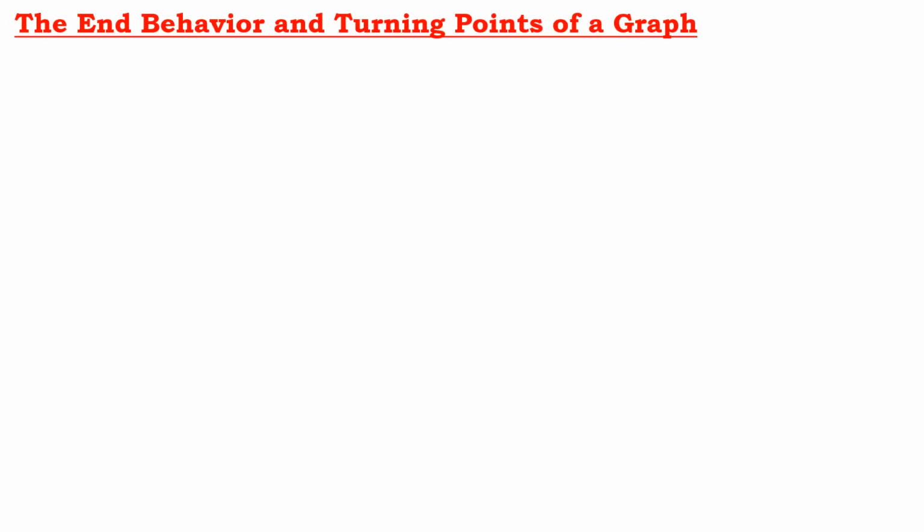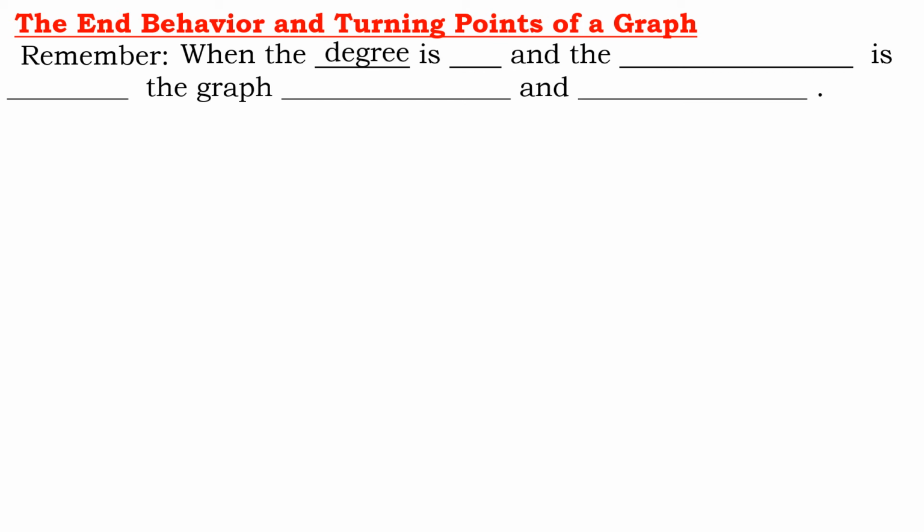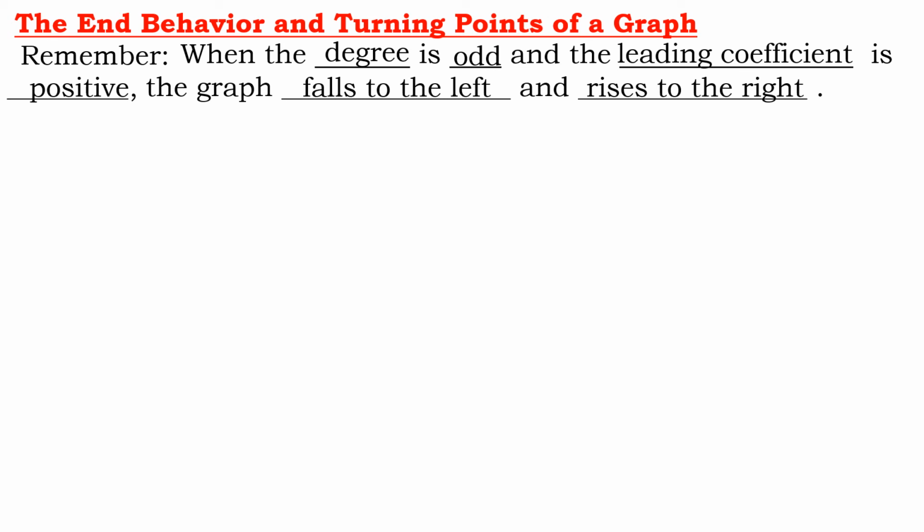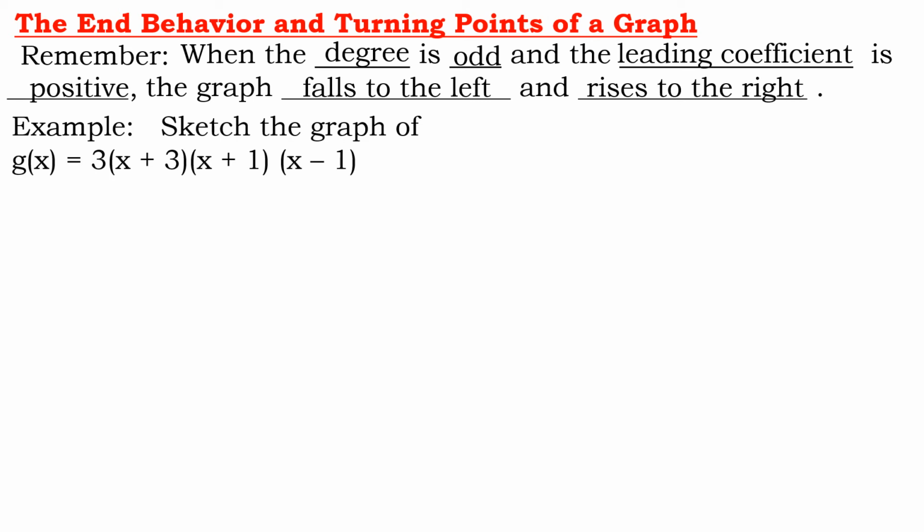The end behavior and turning points of a graph. Remember that when the degree is an odd number and the leading coefficient is positive, the graph falls to the left and rises to the right. Example, let us sketch the graph of g of x equals 3 times x plus 3 times x plus 1 times x minus 1.